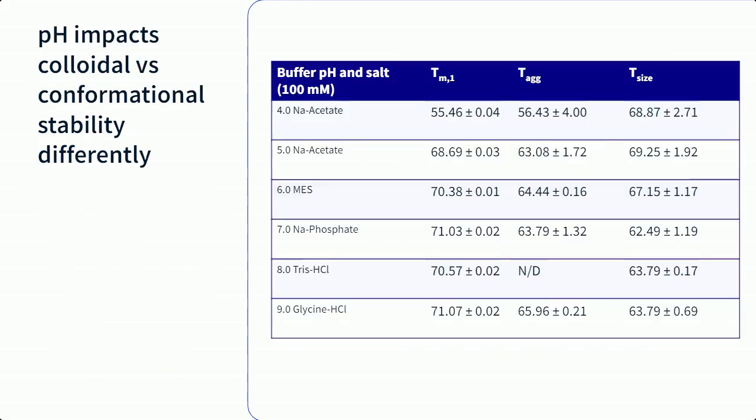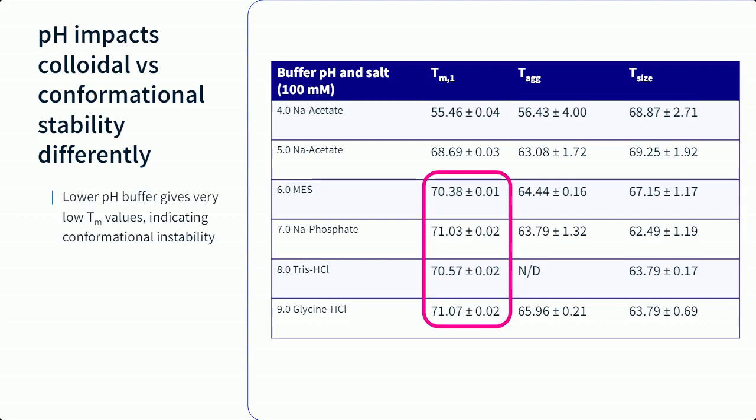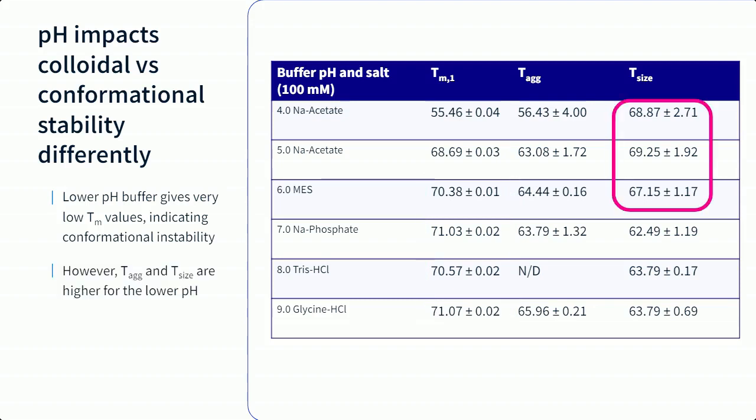So we've been looking at plots of the data, but now let's look at what the values actually are. So here are the melting temperatures and the buffer pHs that were most stabilizing. And we saw that the lower pH buffers had a lower conformational stability. But if we look at our colloidal stability parameters, T-size and T-ag are actually higher on the buffers with lower pH. So the lower pH buffers confer more colloidal stability.